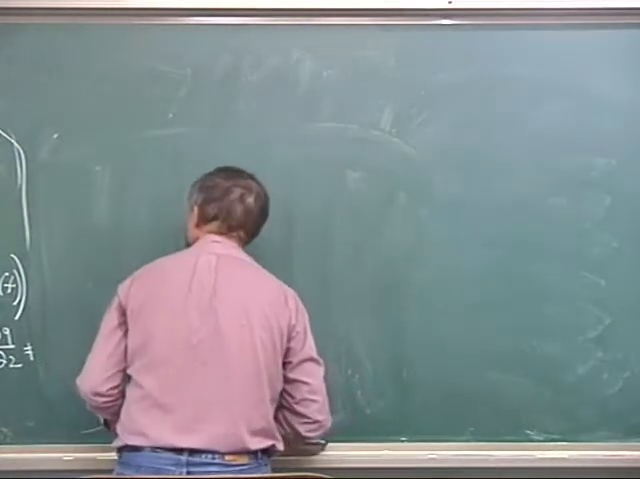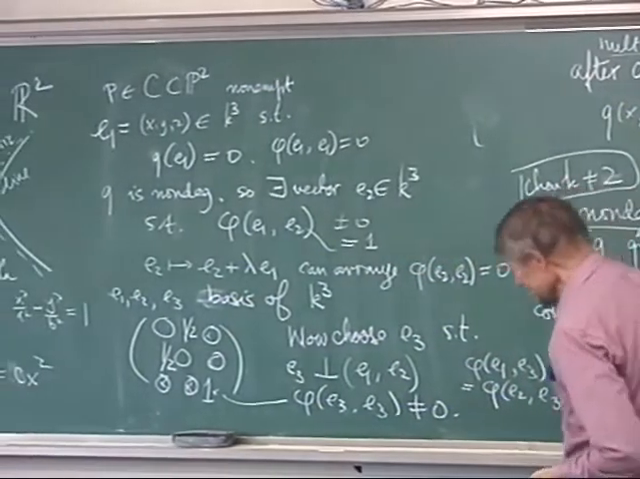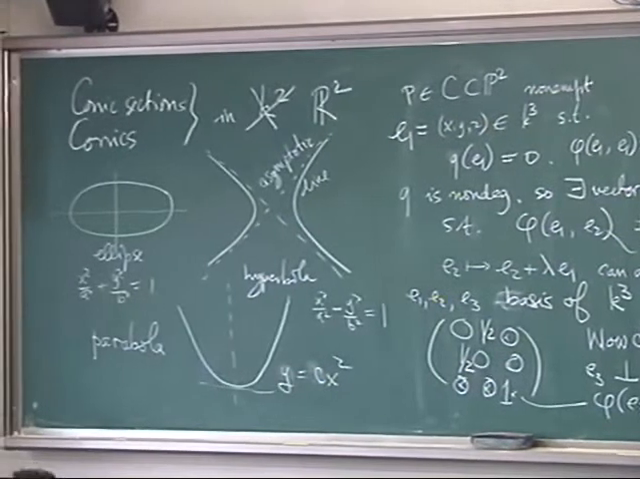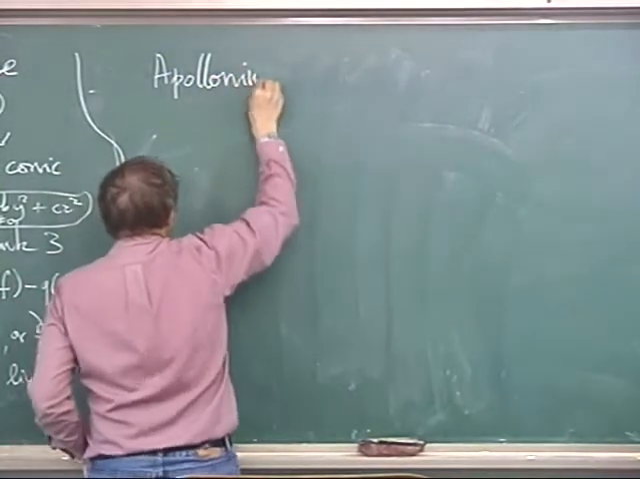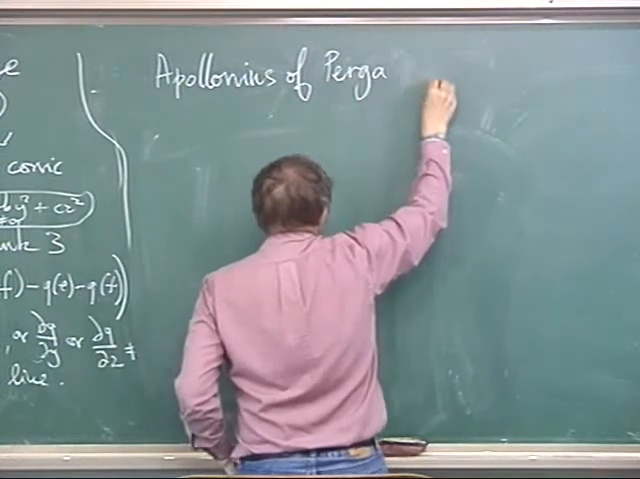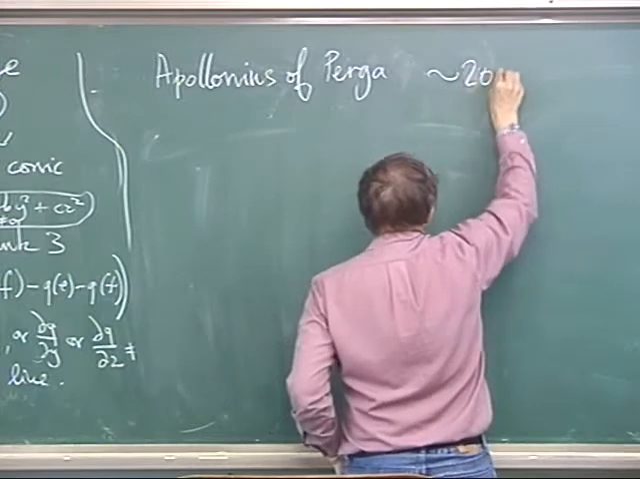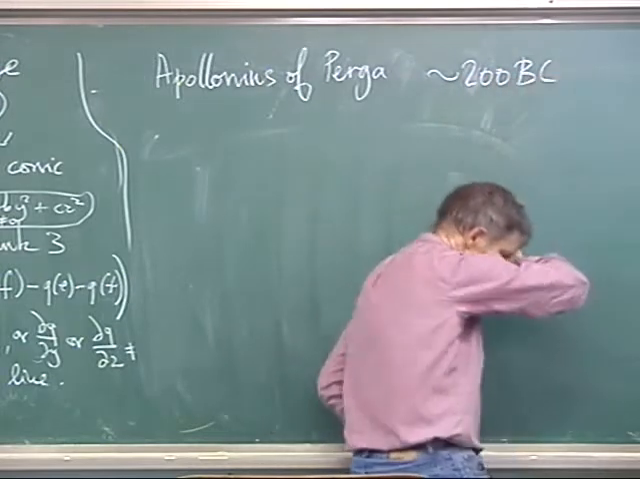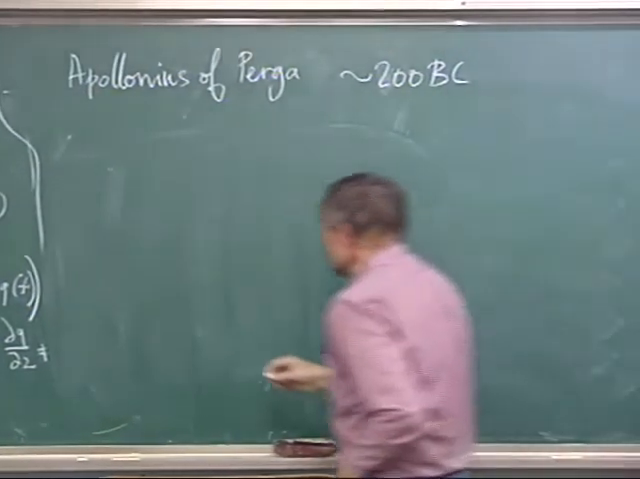The word conic, plane conic, these curves that I'm describing are conics in the plane. They're also called conic sections. They were studied by Apollonius of Perga, about 200 BC. And his picture of them is this.